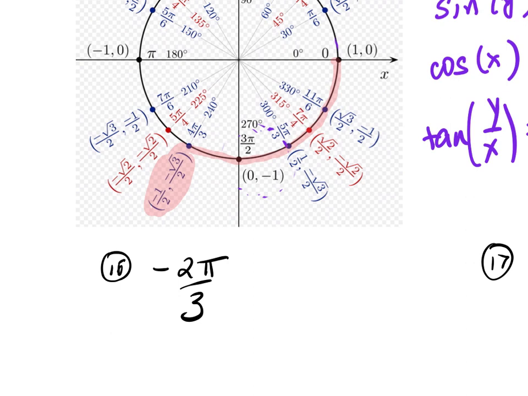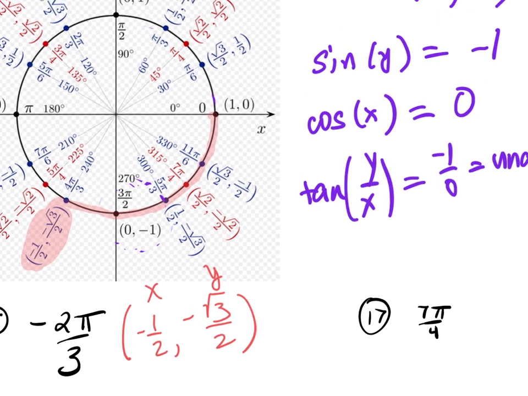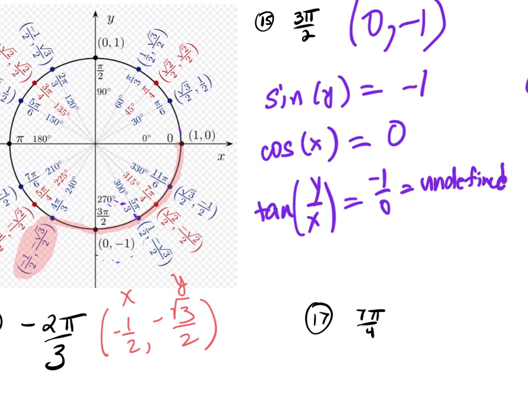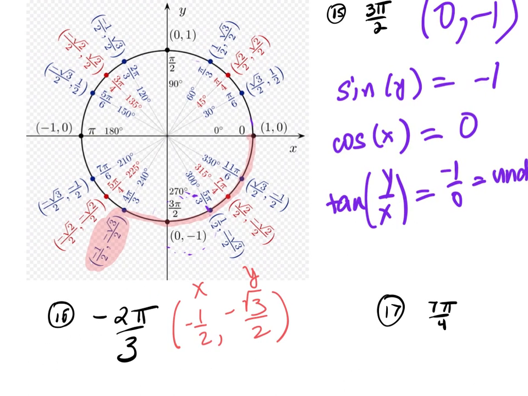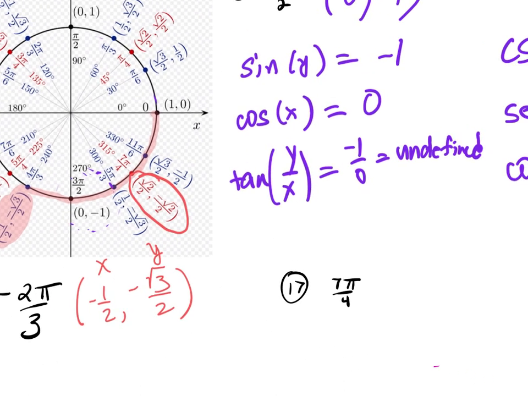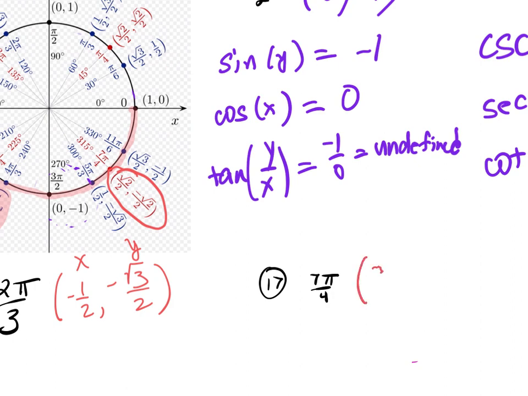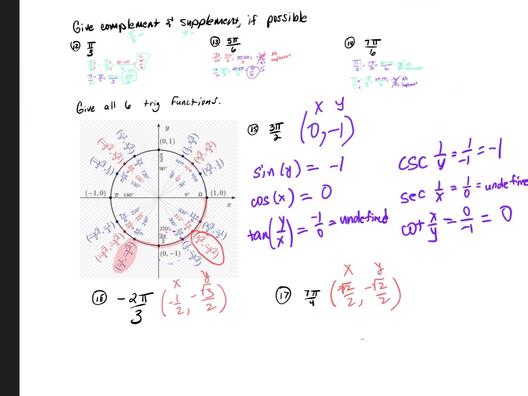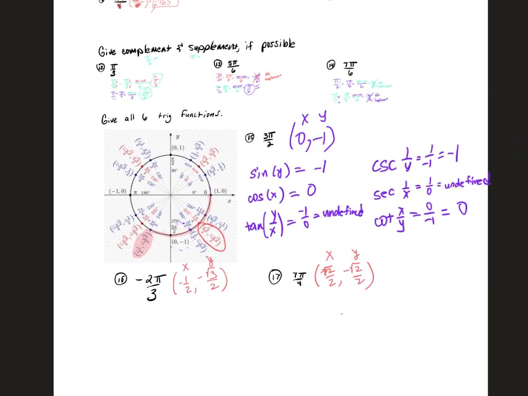That is the ordered pair you would use. So the ordered pair that you would write down is negative 1/2, negative root 3 over 2. That's your x value, that's your y. And then you can find all 6 trig functions using these ratios. Same thing with 7 pi over 4. You'd find 7 pi over 4 is right here on the unit circle. So you would say, okay, I have square root of 2 over 2, negative square root of 2 over 2. This is my x, this is my y, and I'd find all my values. Again, I have all this worked out. I'll show you in just a second.